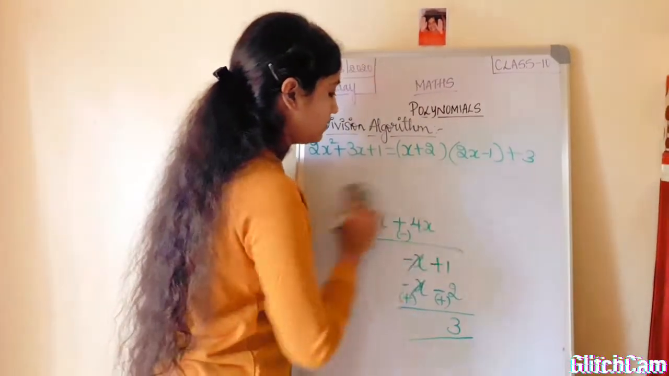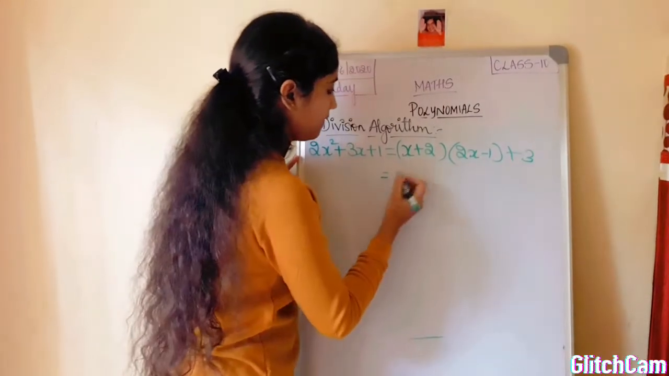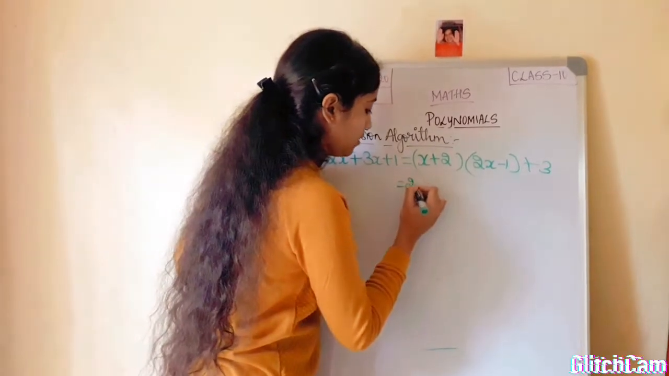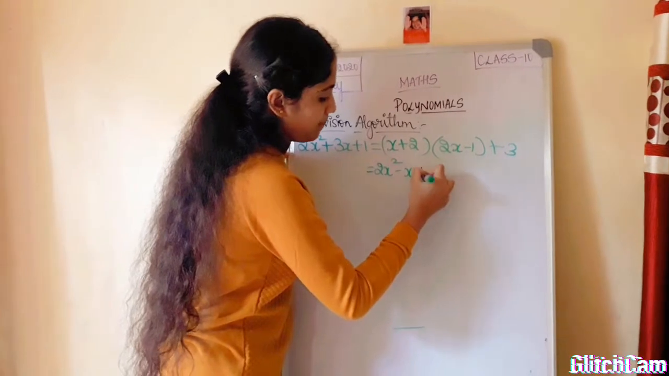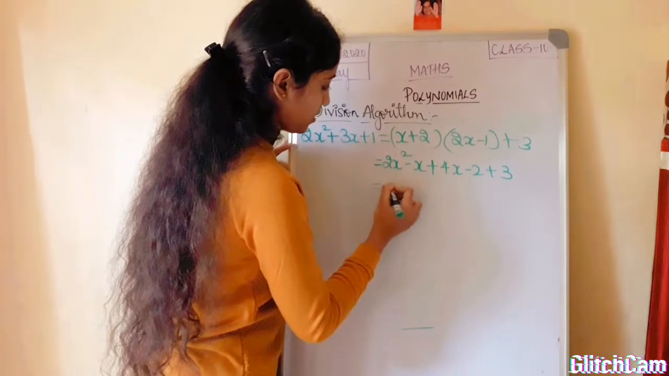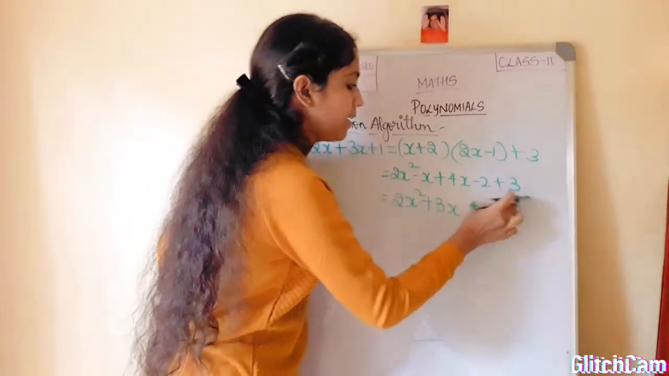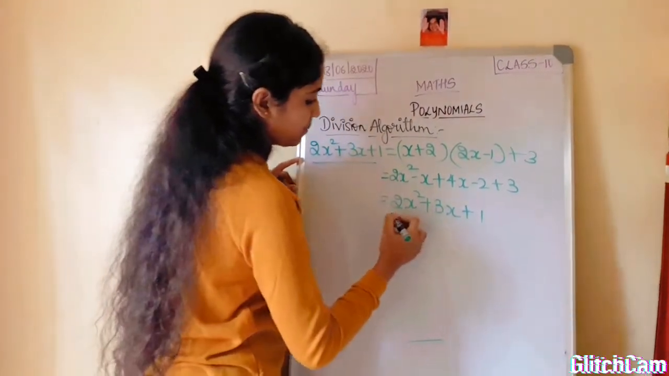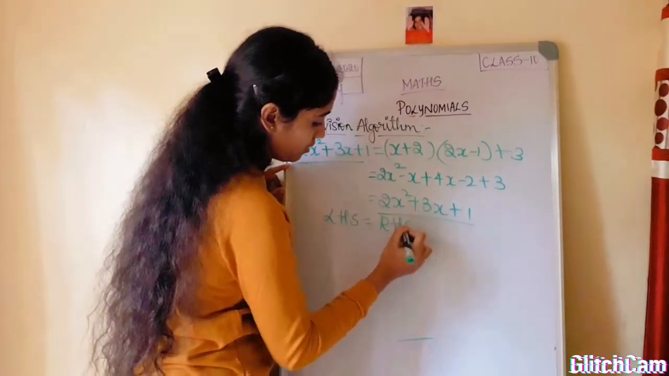So now x plus 2, 2x minus 1. Now multiply 2x into x, 2x square, plus into minus, minus x, plus into plus, plus 2 2's 4x, minus 2, plus 3. So 2x square plus 4x minus x plus 3x plus 3 minus 2 plus 1. So 2x square plus 3x plus 1. So LHS is equal to RHS. Therefore, your answer is right.